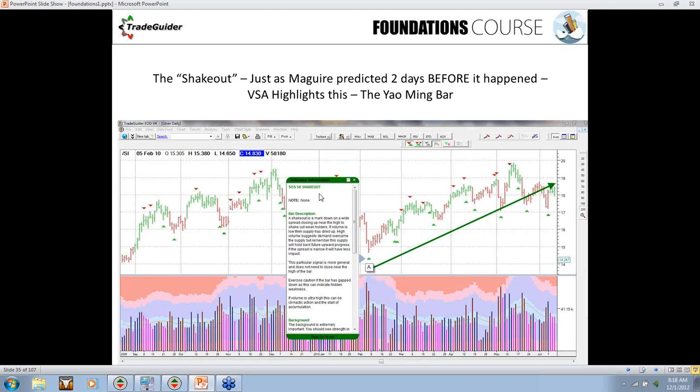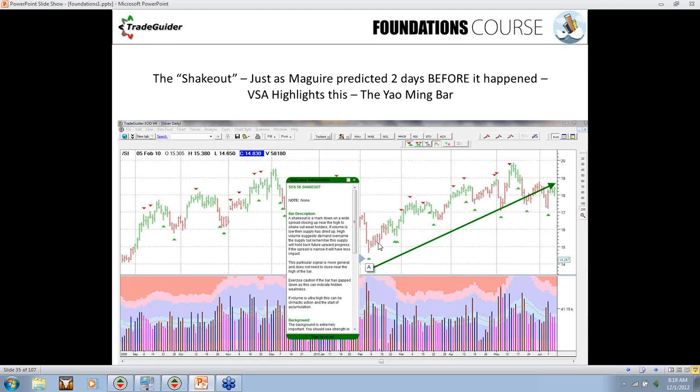But the shakeout has a description, a dialog box, and it says here, a shakeout is a markdown on a wide spread closing up near the high. In fact, this one closed actually near the low, but it can close on the high or low. And it's to shake out weak holders. If volume is low, supply is dried up. High volume, which is what we had here, suggests demand overcame supply. But remember, this supply will hold back future upward progress. If the spread is narrow, it will have less impact. Now, in this example, we have quite a wide spread.